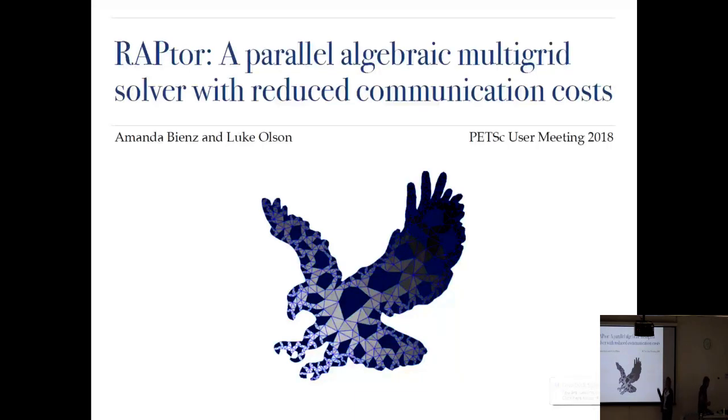All right, so I'm talking about RAPtor. It's a code base we wrote for parallel algebraic multigrid with reduced communication costs. This is work done with my advisor, Luke Olson, and also with a lot of collaboration from Bill Gropp.